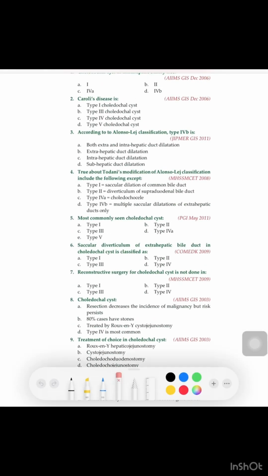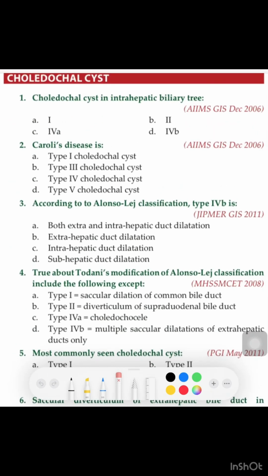So the first question is, choledochal cyst is an intrahepatic biliary tract. Type 1 is extrahepatic. Type 2 is also extrahepatic. Type 4b is also extrahepatic, and type 5 is intra plus extrahepatic. So the answer is C.